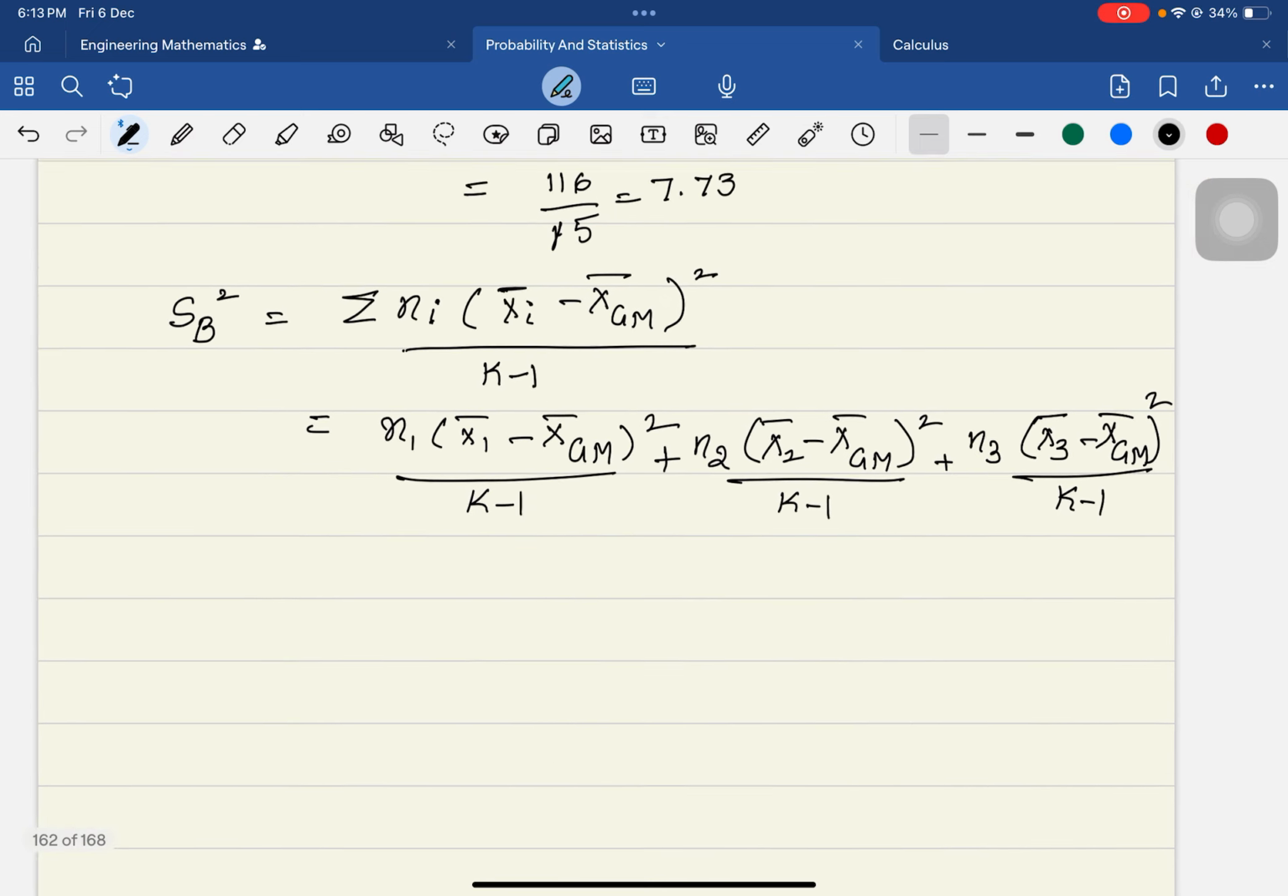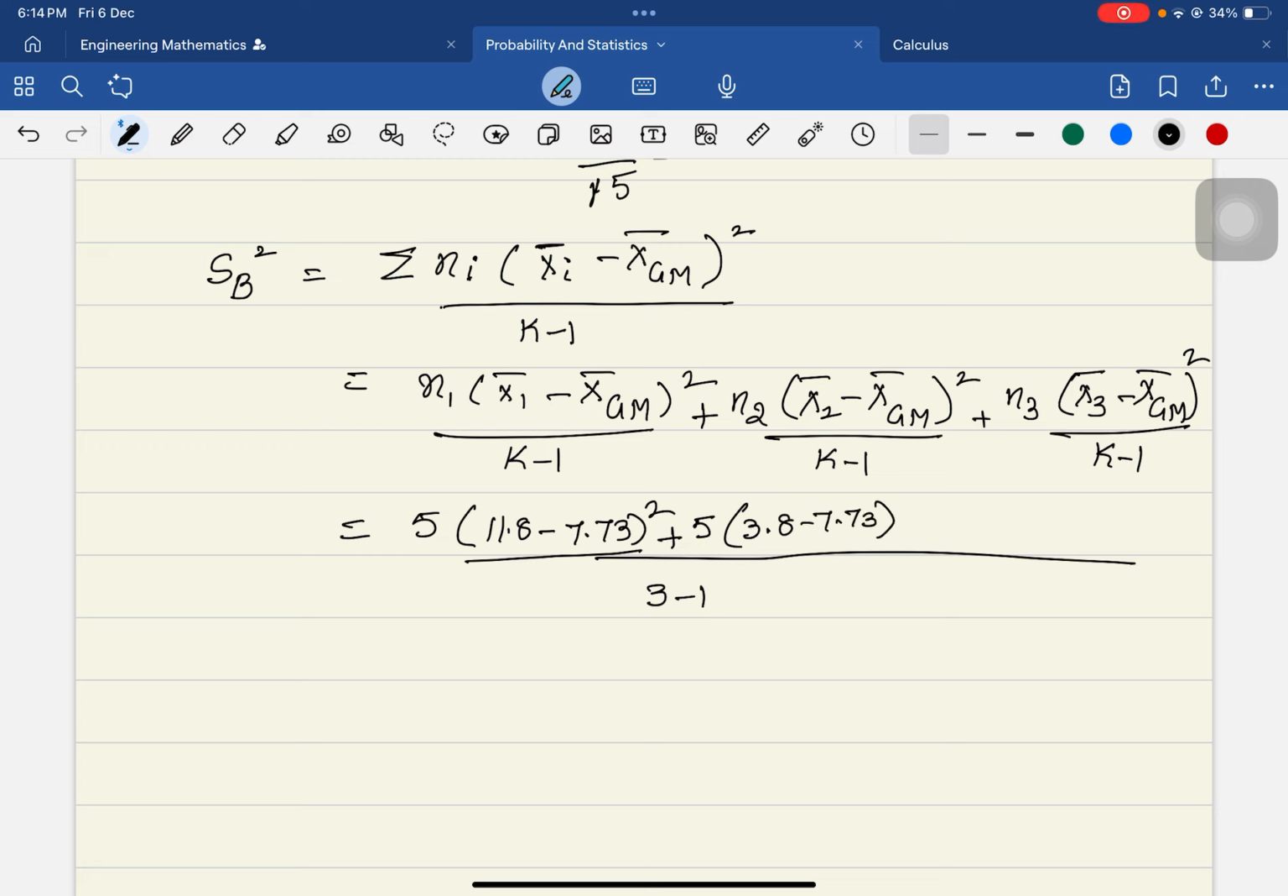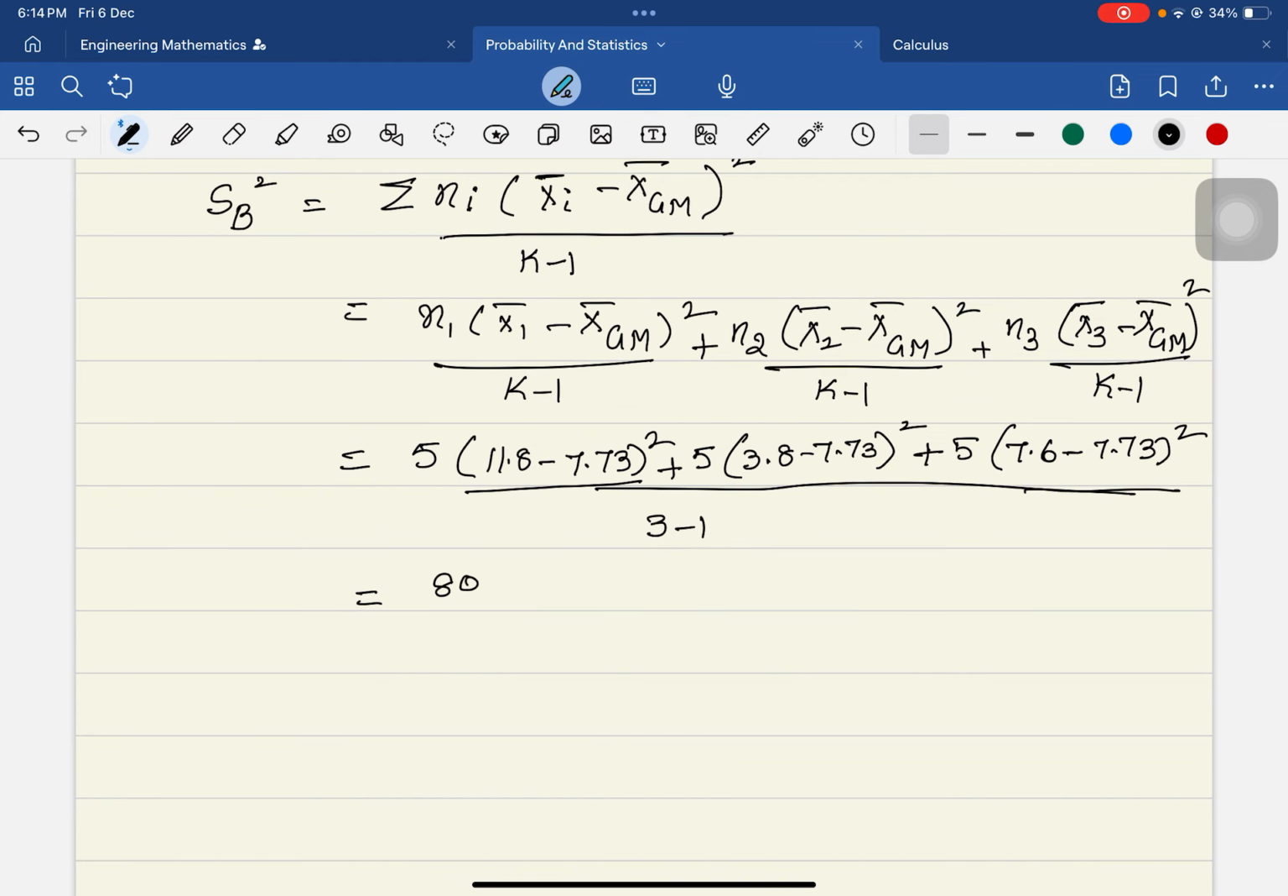So n1 is 5 times, and 11.8 is our first group mean, so (11.8 minus 7.73) the whole square over k minus 1, which is 3 minus 1. And n2 is again 5, the same number of elements, so (3.8 minus 7.73) the whole square, and n3 is also 5, and x3 bar we got as 7.6, so (7.6 minus 7.73) the whole square, over 3 minus 1. So if you do all the calculation, you will get 80.06675. This is your SB square.